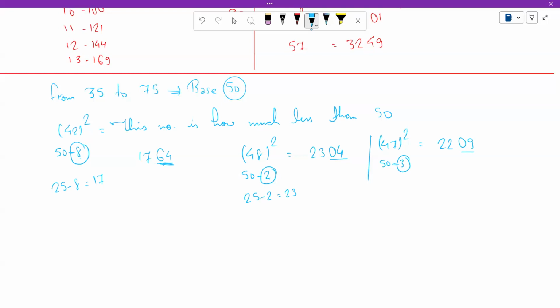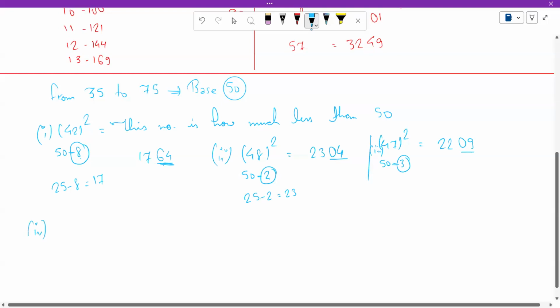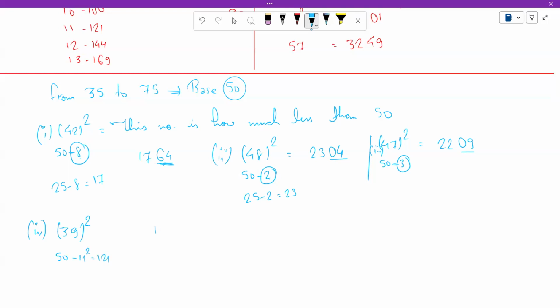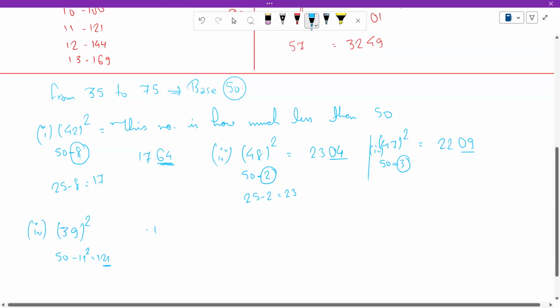Okay, now let's take some more examples where I will get the square in the form of 3 digits. This was your example 1, this was your 2, this was your 3. Now this will be your example 4. So if I tell you to find the square of, for example, 39. Now it is 50 minus 11. So what is 11 square? 121. So I'll take the two digits only. So I'll take here 21.